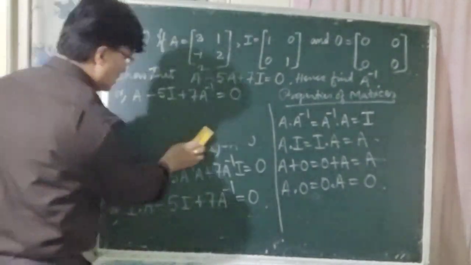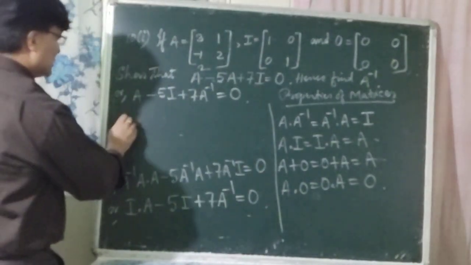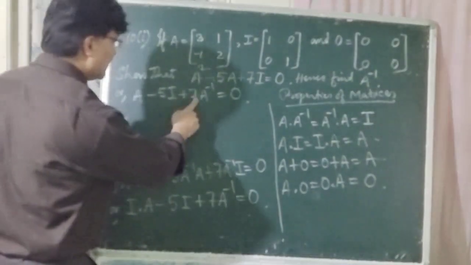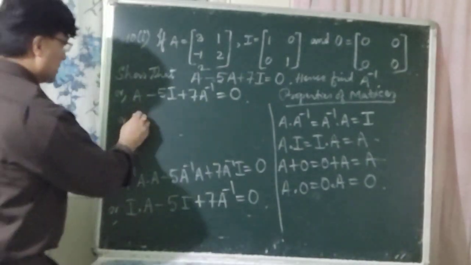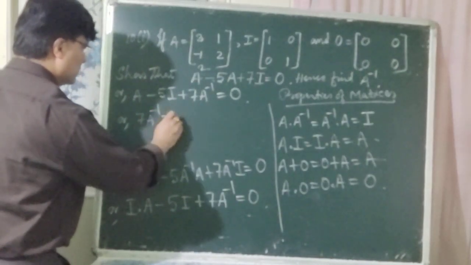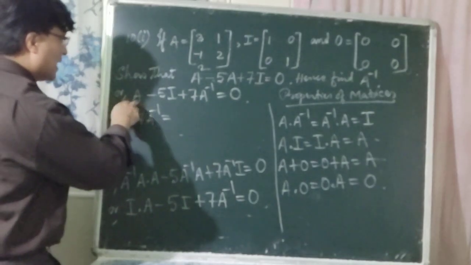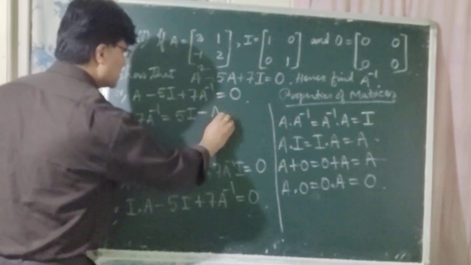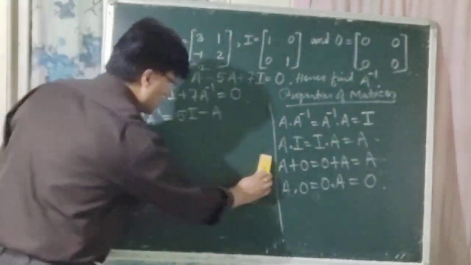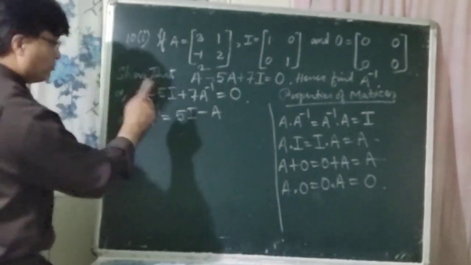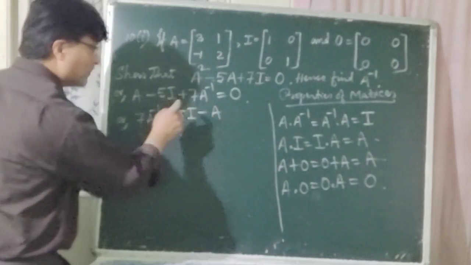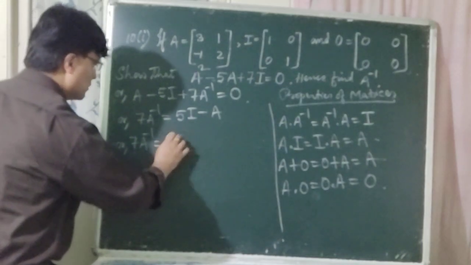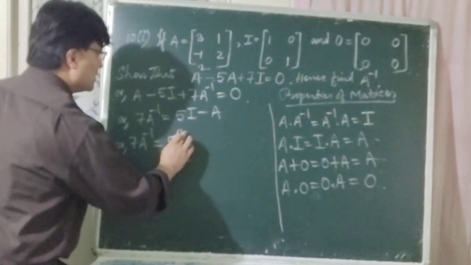Right? Next, since you have to get the matrix A inverse, so 7A inverse, you keep it on the left hand side. So 7A inverse is equal to, now take this A minus 5I to the right hand side, so it becomes 5I minus A. Okay? Now on the right hand side, you can put the value of the identity matrix and the matrix A, or this is your 7A inverse is equal to, this is 5, what is I here?